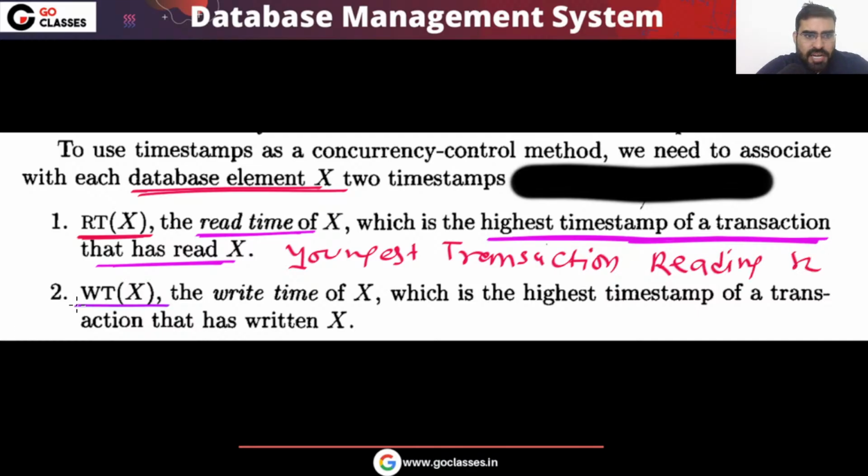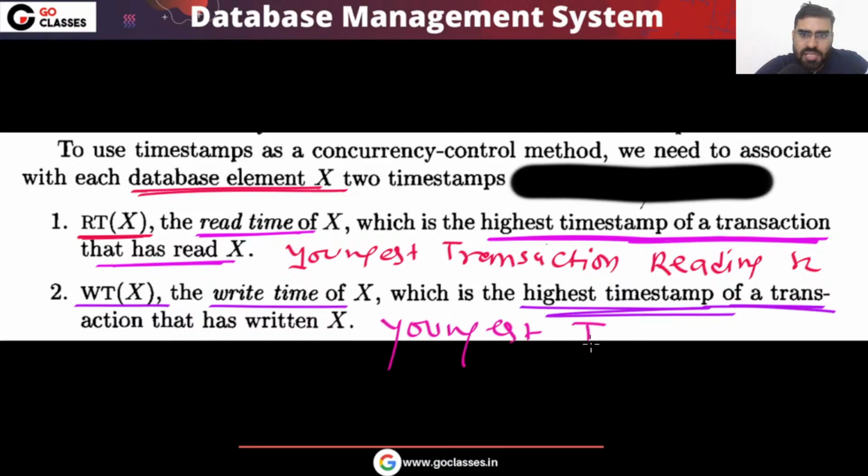Similarly, what is the write timestamp of X? That is, what is the highest timestamp of a transaction that is writing X? Means who is the youngest transaction writing X? So very simple. This is the concept.